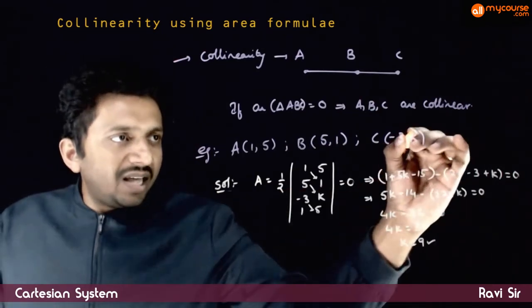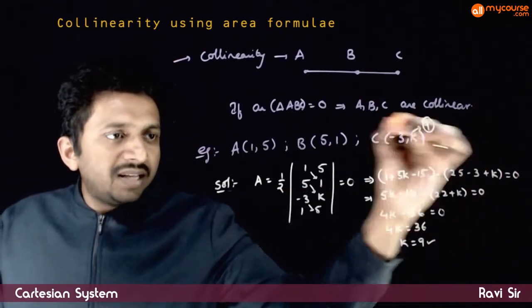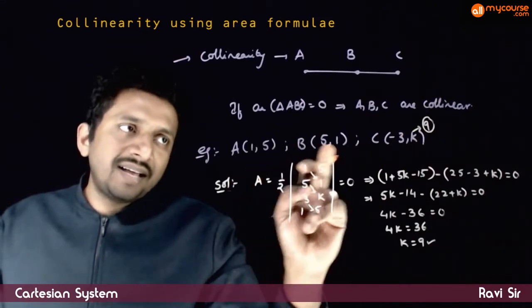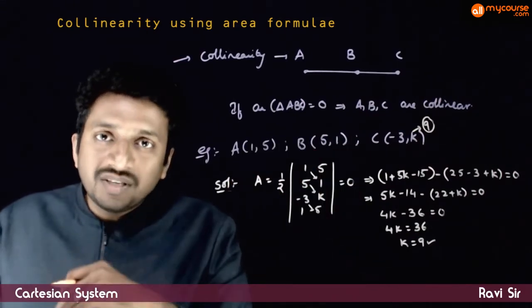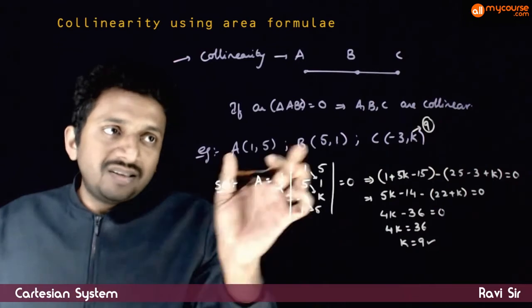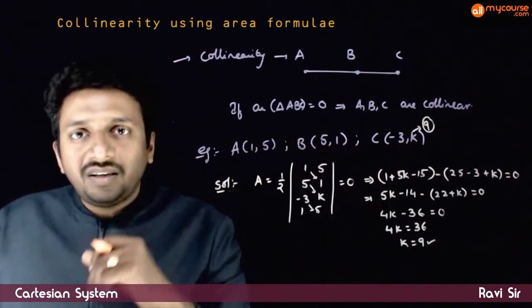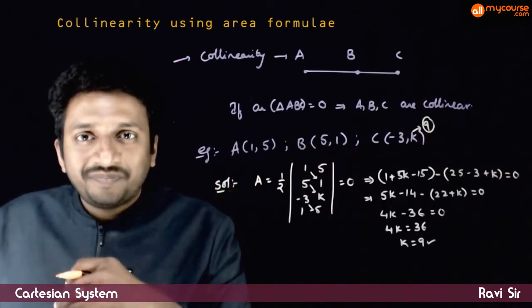That means if K is equal to 9, then the area of the triangle ABC is equal to 0. That means the points A, B, C are collinear.